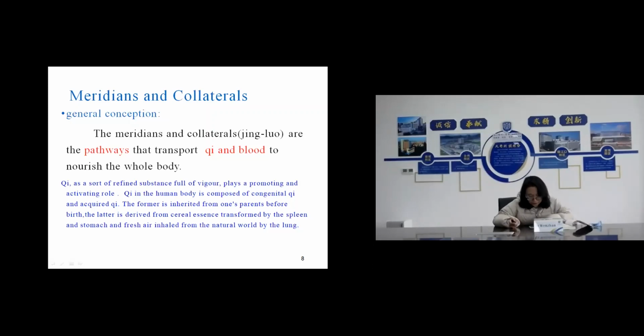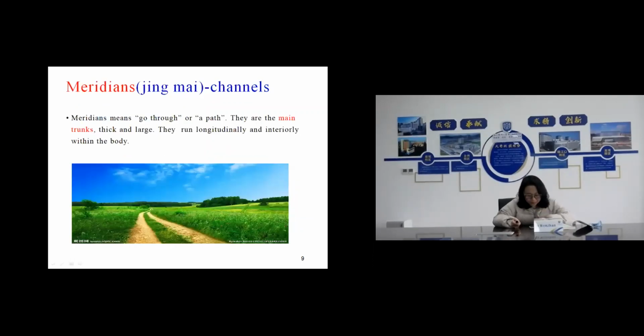Qi and blood are transported in the meridians and collaterals. So meridians and collaterals are different from the nerves and vessels. It's a special term. Meridian means to go through or pass. It's the main trunk, very thick and large. It runs upward and downward, interior and exterior within the body.